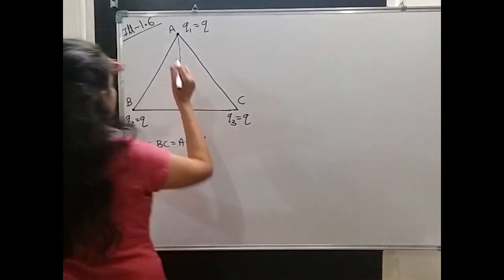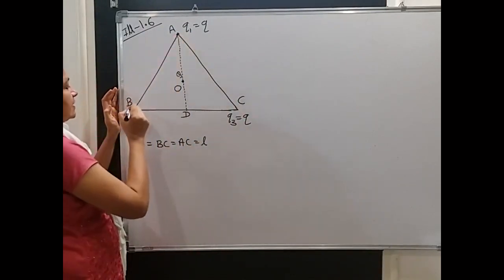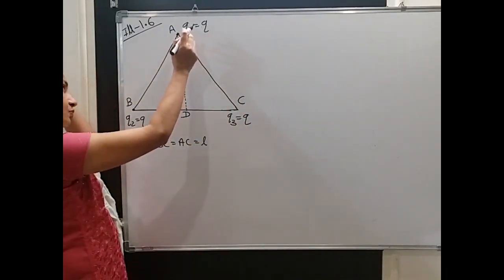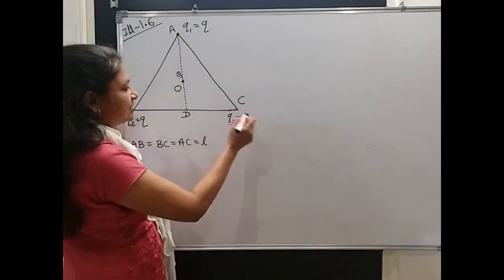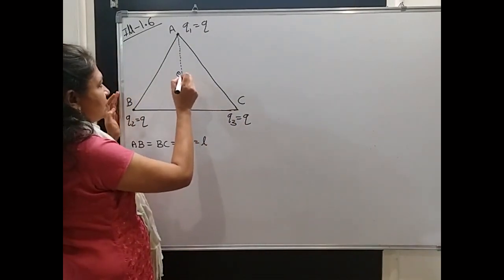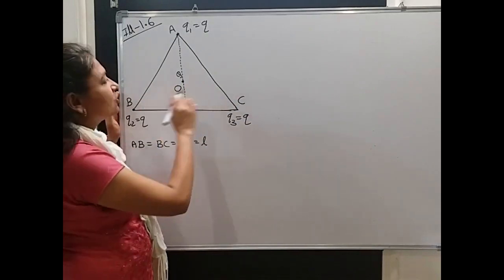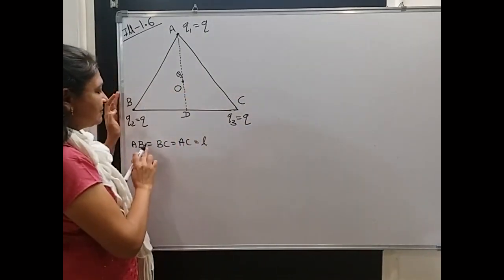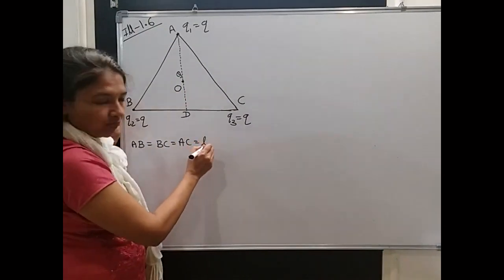Here we have an equilateral triangle. At each vertex charge q is placed. So q1 equal to q, q2 is equal to q, q3 equal to q. These three charges are kept. At the centroid, this is the centroid. This is an equilateral triangle, that means all the sides are equal. That means AB equal to BC equal to AC, and each side is given as L.